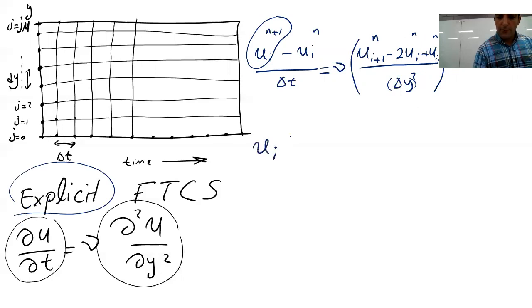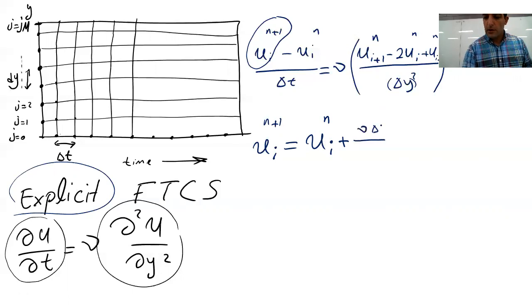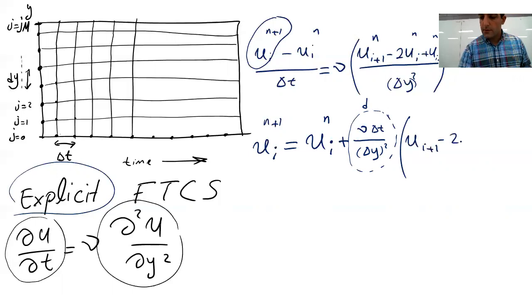So my final form of equation that I'm going to use in my finite difference is ui at next time step, n plus 1, equal to velocity of the fluid at the same node at the previous time step, ui at n, plus kinematic viscosity times delta t divided by delta y squared, nu delta t divided by delta y squared, which we call d, times ui plus 1 minus 2 ui plus ui minus 1, all at n time steps.